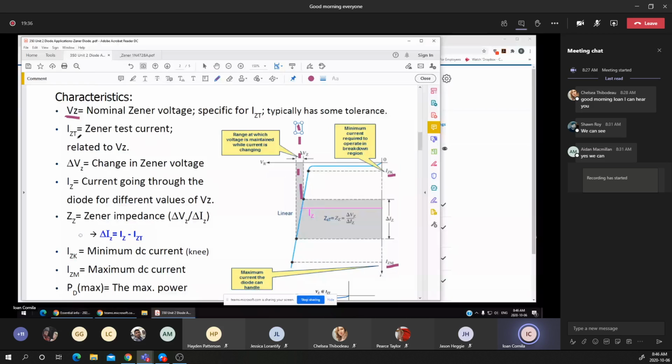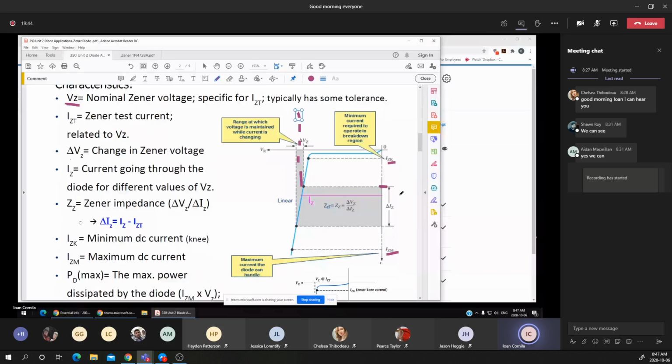The IZT, I mentioned that it's the test current. You notice that I'll make an assumption in a certain type of problem that IZT is the midpoint between the IZ max and the IZ min. It means that basically the IZK is a very small value. I will take the maximum current and divide it by 2, and I'll make the assumption that the IZT, or the test current, is half of the maximum current.